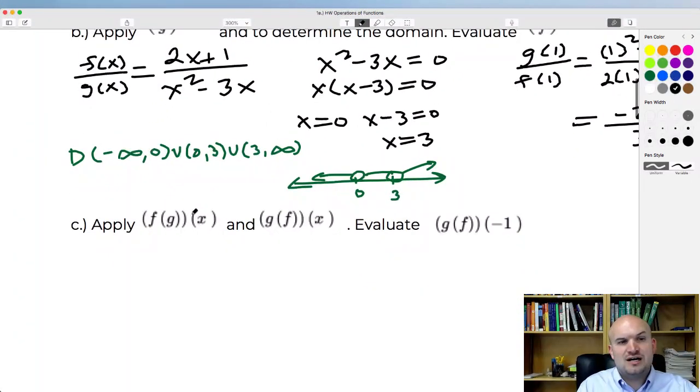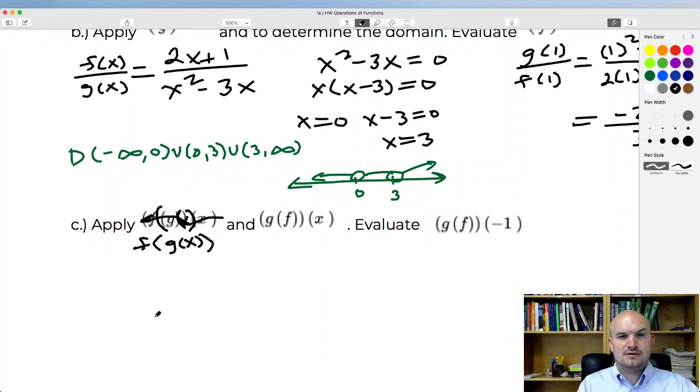So f of g of x, I think I wrote that wrong. That should have a second parentheses. I messed that up. It should look like this: f of g of x. There you go. That's how it's supposed to look. This is supposed to be g of f of x. And that's wrong too. g of f of negative 1.